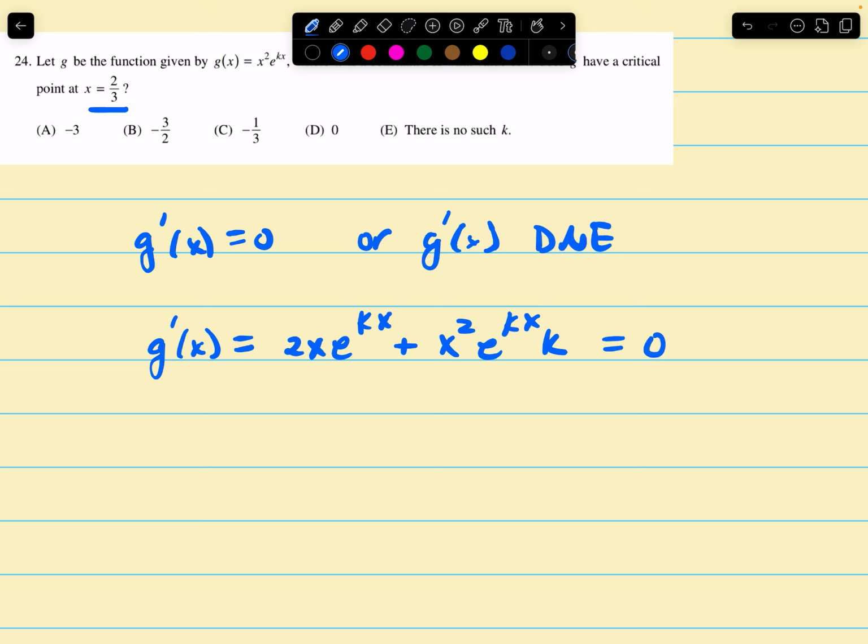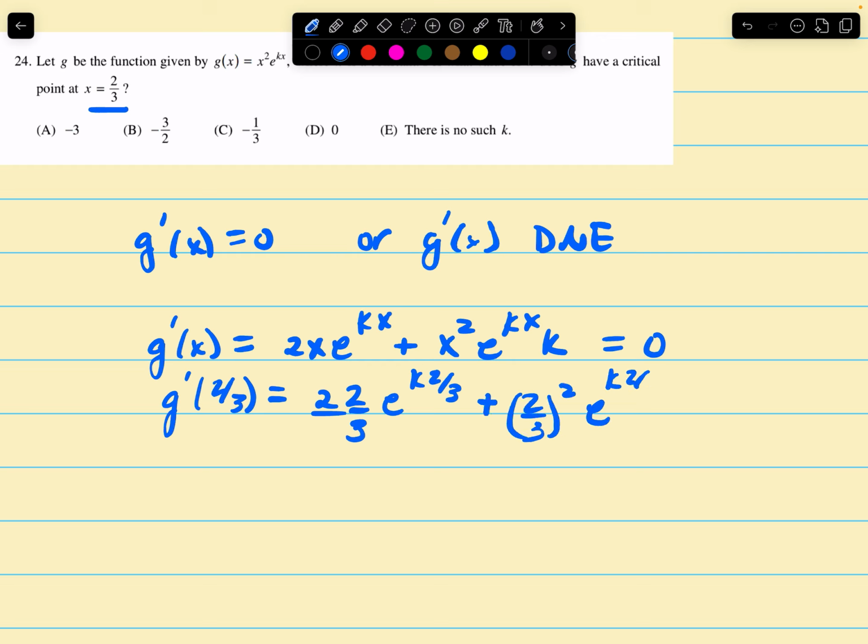And we're going to plug in 2/3 because at 2/3 we're saying we have a critical point. So everywhere we see x, we're going to plug in 2/3. So e to the k times 2/3 plus 2/3 squared e to the k times 2/3 times k equals 0.